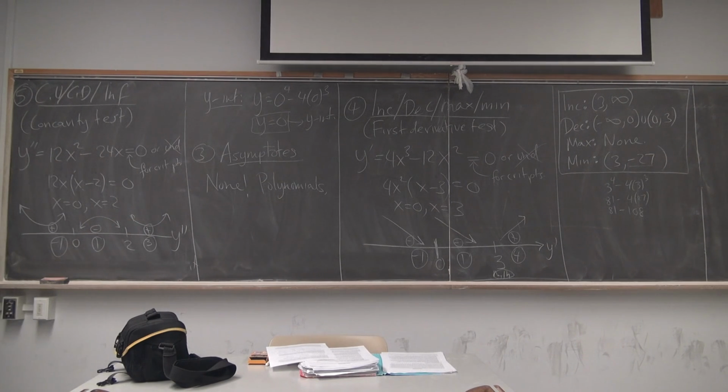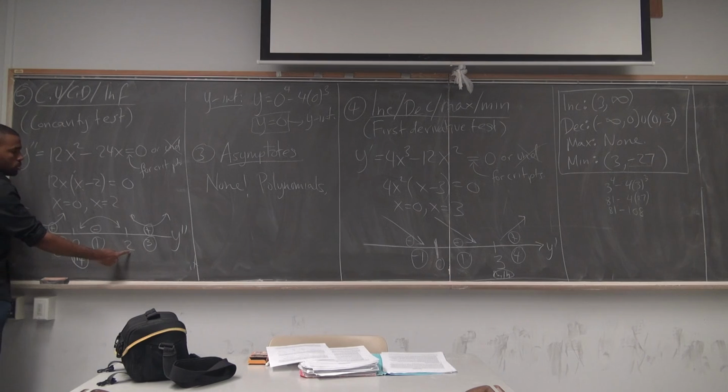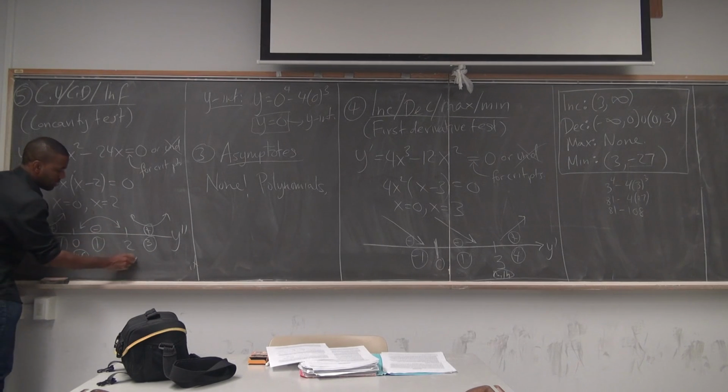Any conclusions here? You have 2 inflections. At 0, I switch from concave up to concave down, and I'm continuous at 0. This makes it an inflection point. At 2, I again switch from negative to positive, so that makes it an inflection point.